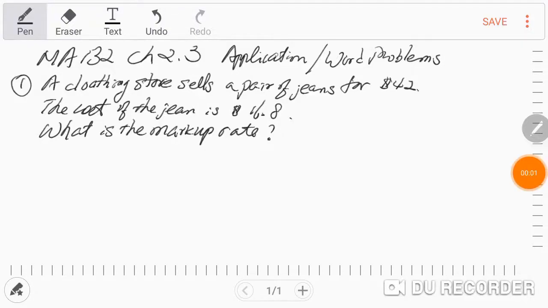Okay, chapter 2.3 is about word problems. There are so many different types of word problems. Okay, the first one is about markup rate.